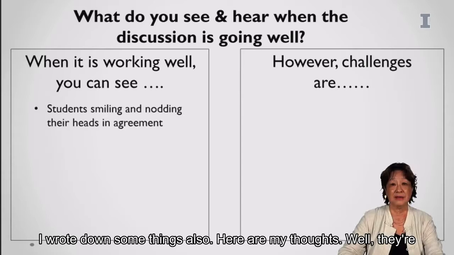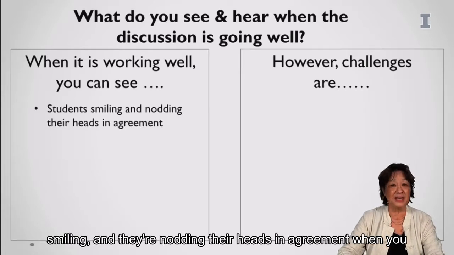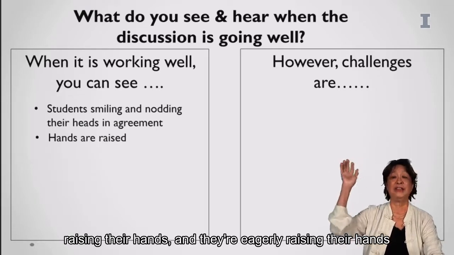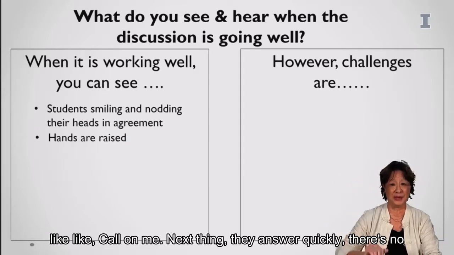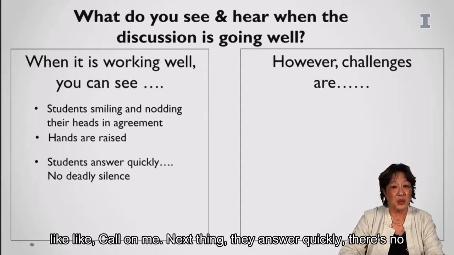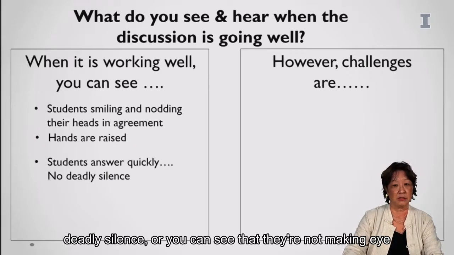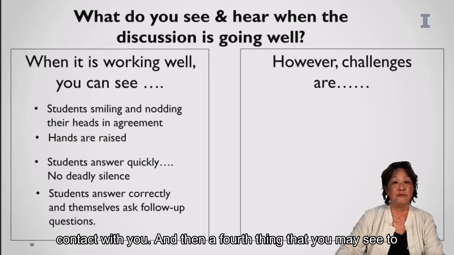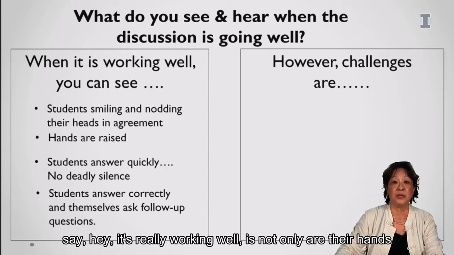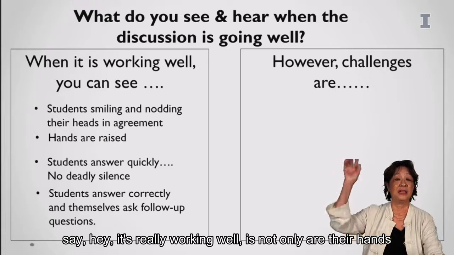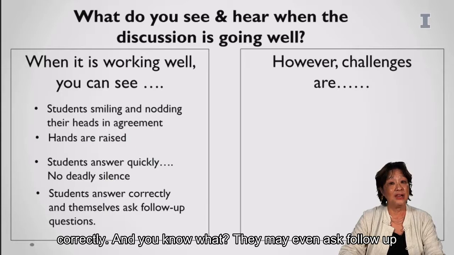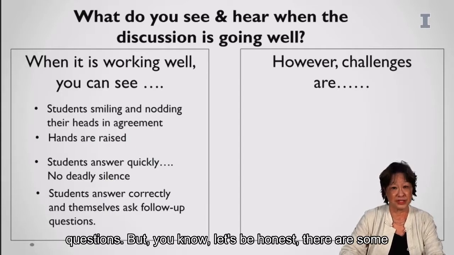Here are my thoughts. Well, they're smiling and they're nodding their heads in agreement when you ask a question or elaborate further. And not only that, they are raising their hands, and they're eagerly raising their hands like call on me. Next thing, they answer quickly. There's no deadly silence, or you can see that they're not making eye contact with you. And then a fourth thing that you may see to say, hey, it's really working well, is not only are their hands raised and they're answering quickly, they're also answering correctly. And you know what? They may even ask follow-up questions.